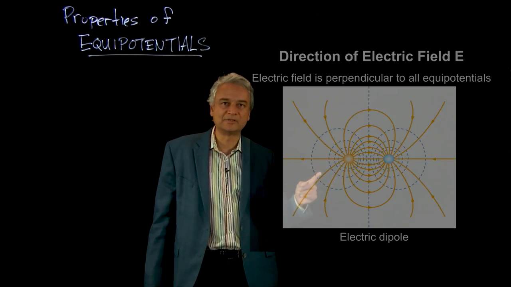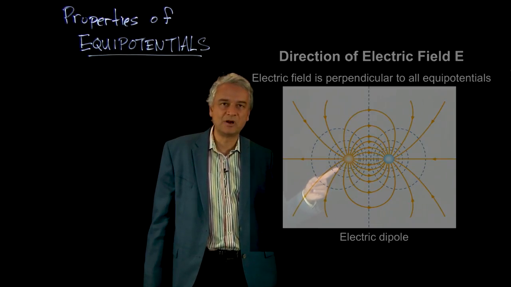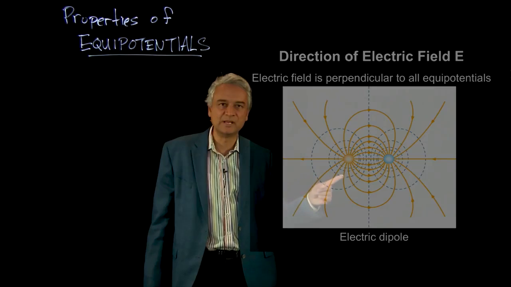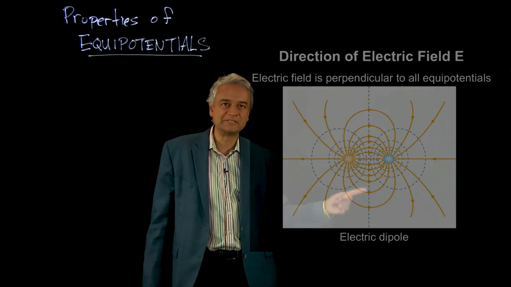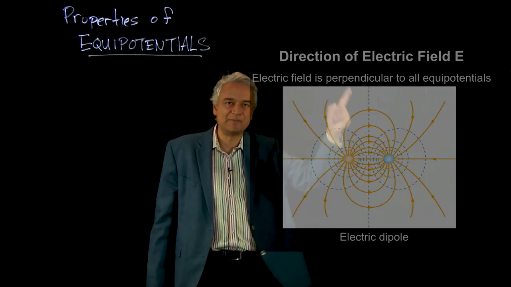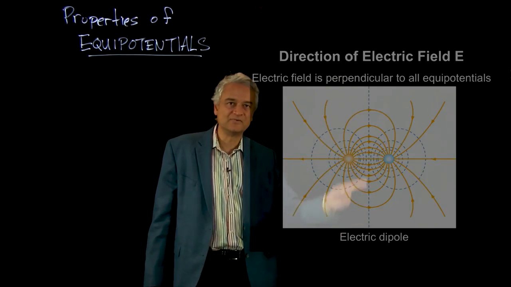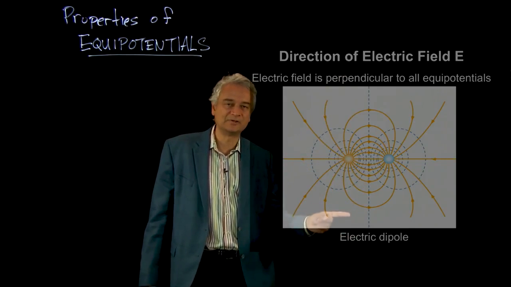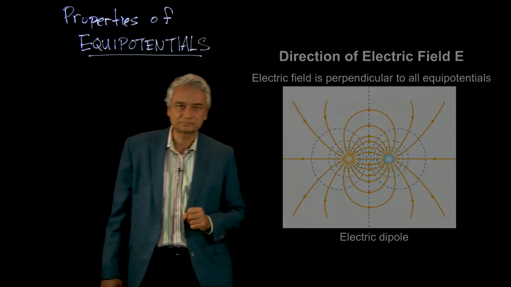They're again perpendicular to the electric field everywhere. They're close together where the field is strong. They're farther apart where the field is weak. There's a special equipotential along the midline here. This is in fact the zero potential. It's halfway between the plus and the minus. And it's vertical because along this midline the electric field is horizontal.